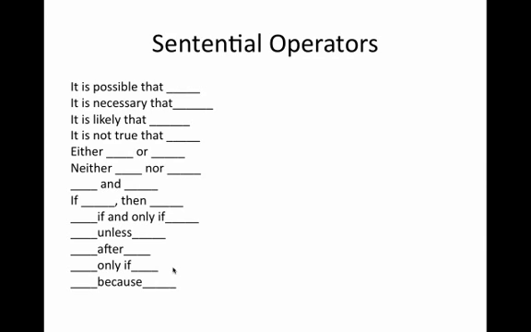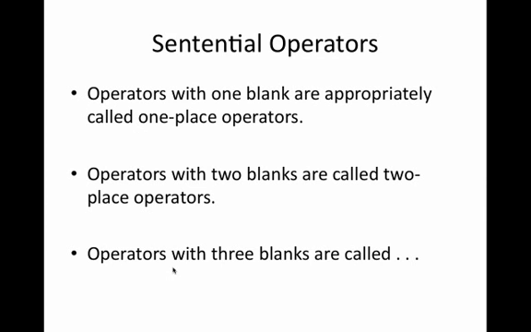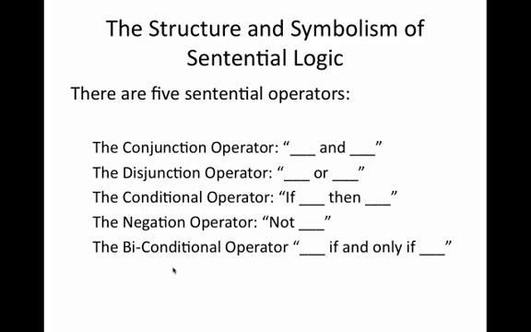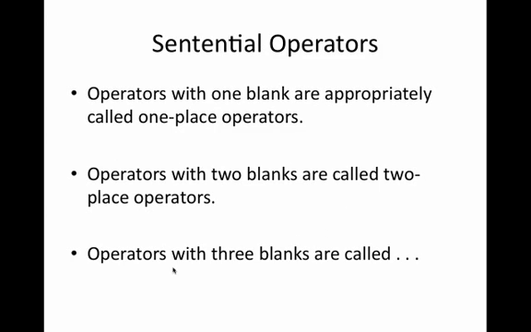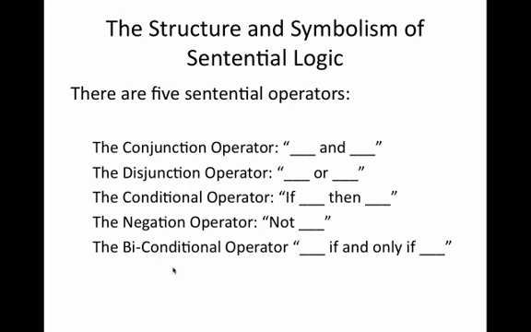You get the idea. Operators with one blank are appropriately called one-place operators. Operators with 2 blanks are called two-place operators. Operators with 3 blanks are called 3-place operators. Good, you're a genius. As I said, though, we're only concerned with 5, and we're going to spend some time on each of them in this video lecture.